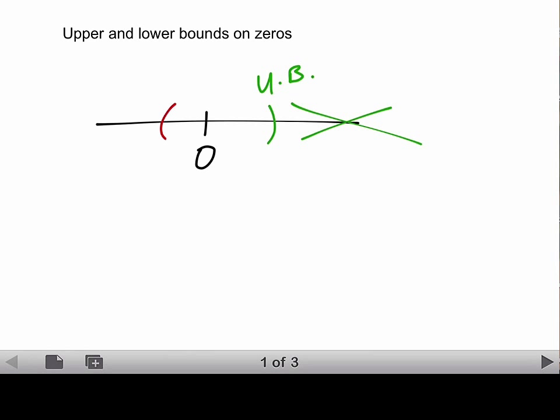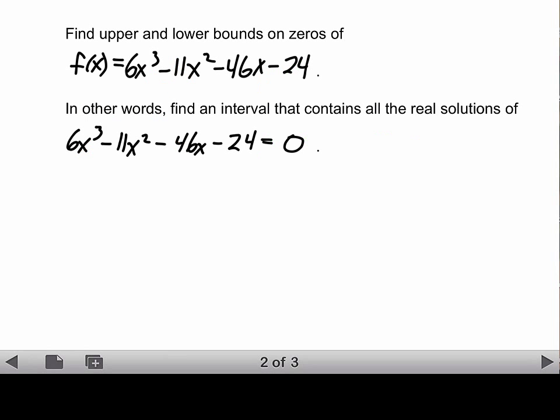A lower bound is analogous. It's a negative number such that no solution is smaller than it. In other words, on a number line, there are no solutions to the left of a lower bound. So all the zeros of a polynomial are contained in an interval that is defined by the lower bound and the upper bound. Let's see how we would recognize these bounds.